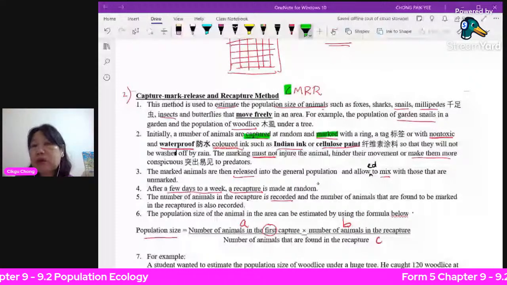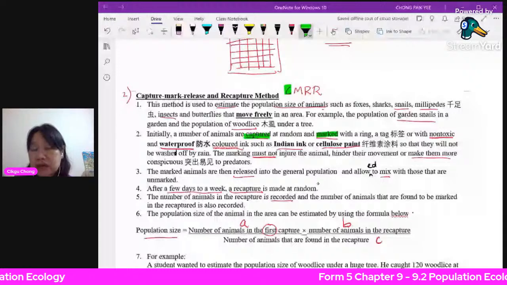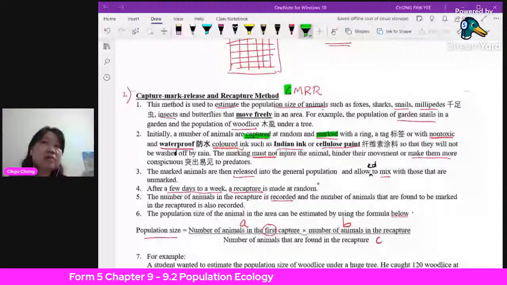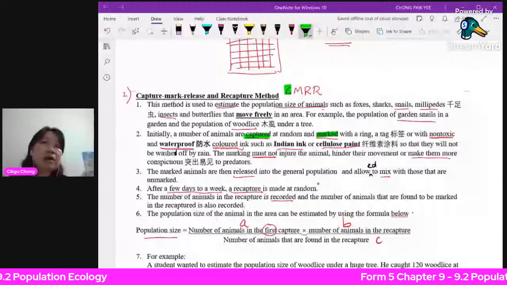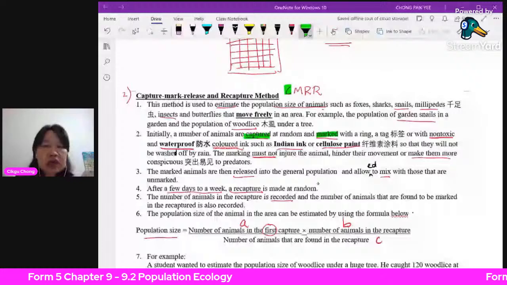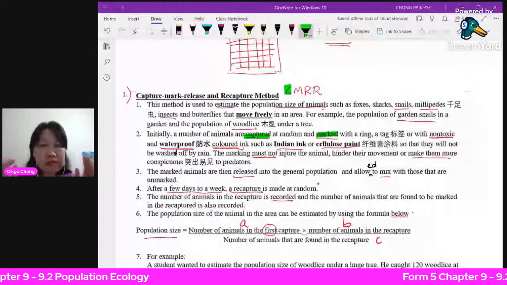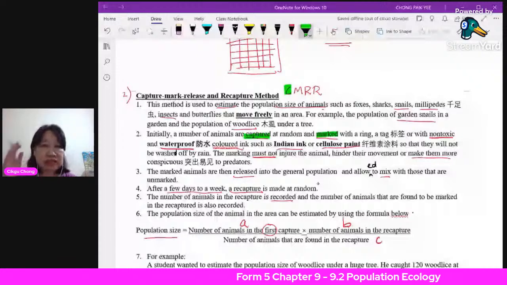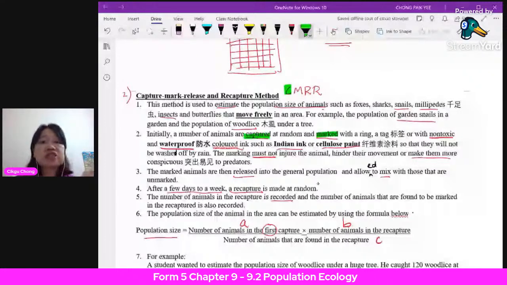Some animals are born. Okay, some new animals come or are reborn, and some animals from another habitat come and move inside. So there's immigration, or there could be emigration. Some animals may move away. So in other words, it affects your population size. When you do the experiment, you must not let your population size be affected. You must assume that between your first capture and your second capture, the population doesn't change. Therefore, you cannot leave it for too long.